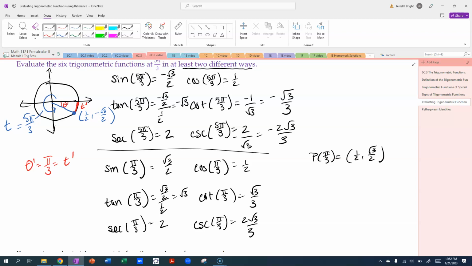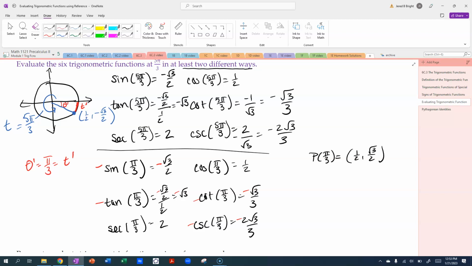Now I just want to compare these things. They're very, very similar. If I look at sine, for instance, they're off by a sign, like a negative sign. If I had a negative here and a negative there, these would be equal. Cosine, they're the same. Tangent is the opposite sign. Cotangent is the opposite sign. Secant is fine, and cosecant is the opposite sign. Why are these off a little bit? It's because when we use the reference number or reference angle, that's always an angle in quadrant 1. In reality, where are we? We're in quadrant 4.